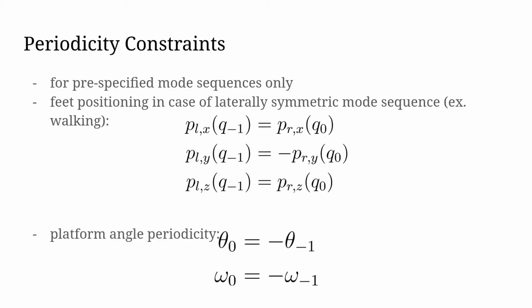One important set of constraints was the periodicity constraints. Since we initially aimed to find the periodic gait across the platform, we had to ensure that the leg positions at the end matched the ones at the beginning, and mirrored in the case of walking. We also had to ensure that the platform angle and angular velocity were mirrored by the end of the stride, as you can see in these constraints.